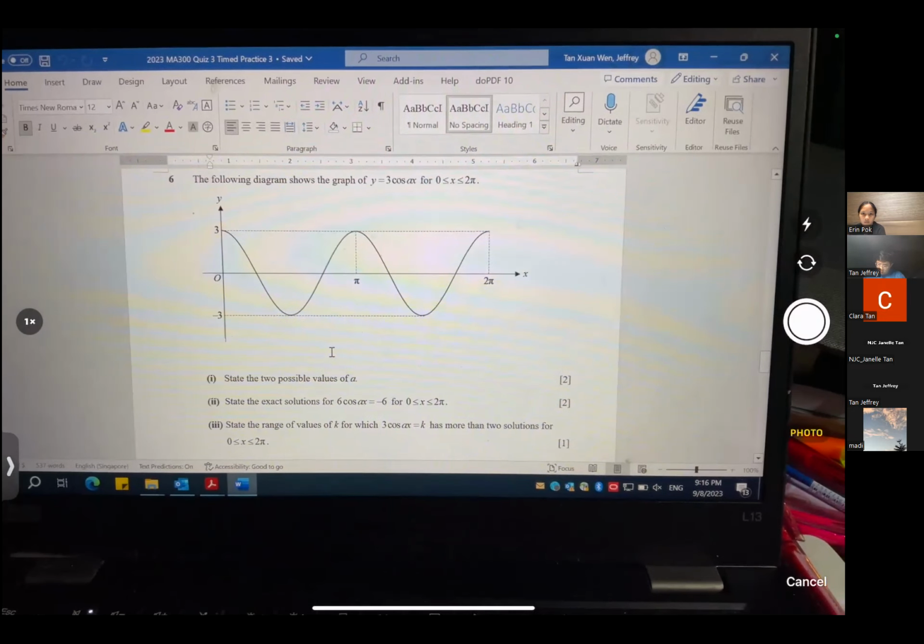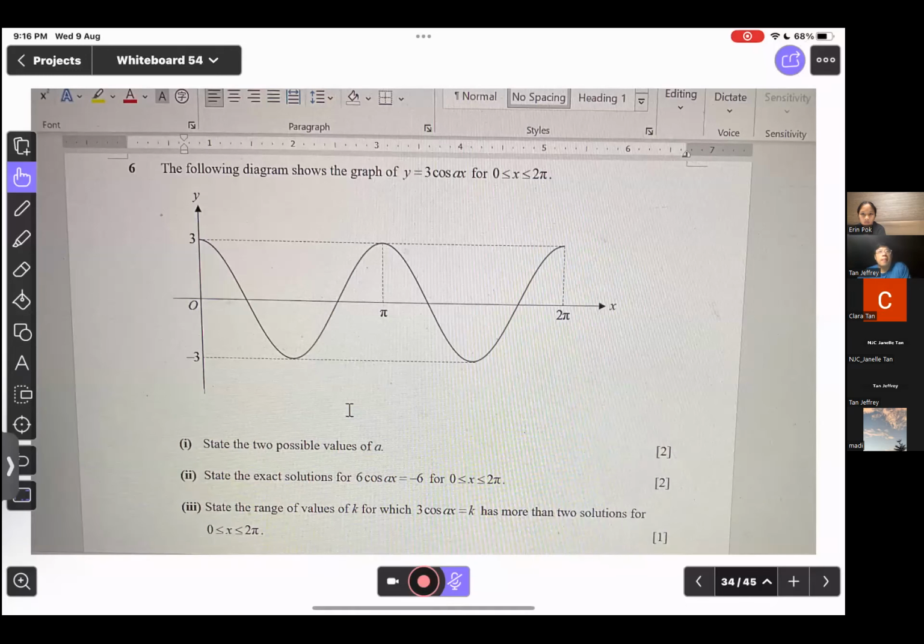For part one, I don't understand why there is a negative part for it. Take two possible values of A. It can be negative. Why does it look different from mine? Question 6, right? Yeah, this question. This 3 times by 3.